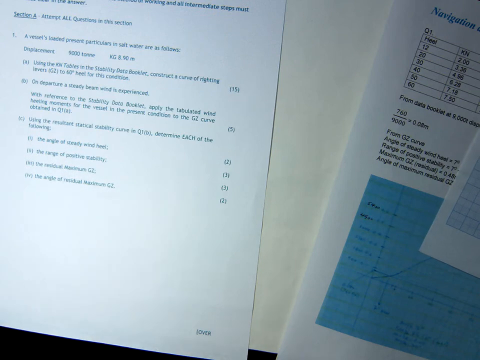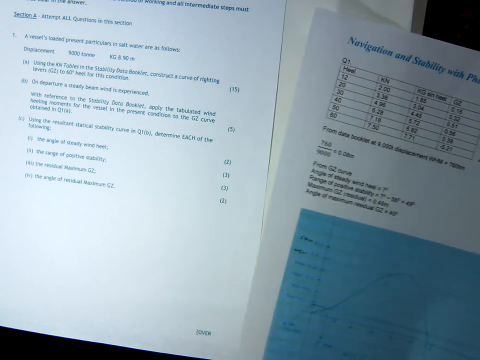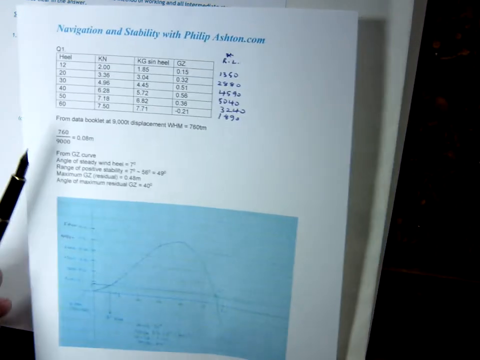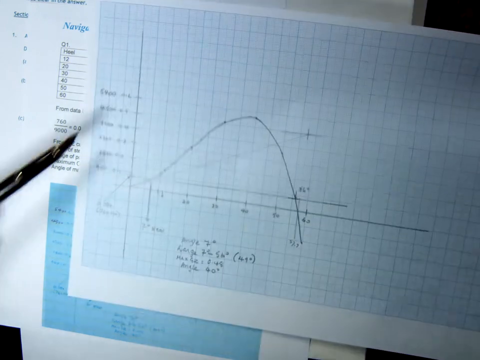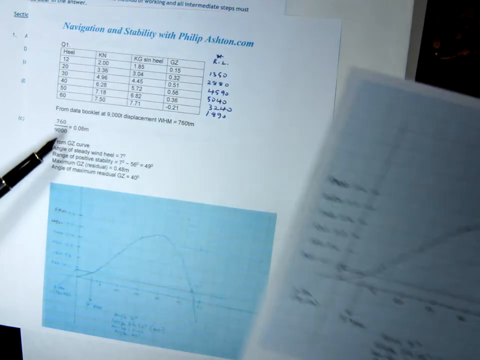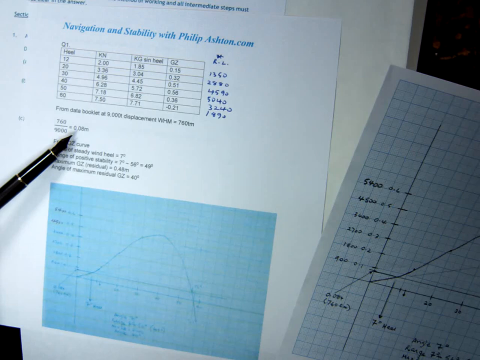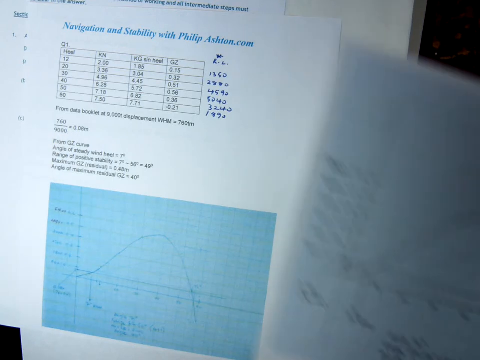B, on departure we have a steady beam wind. We have to go to our data booklet and apply the heeling moments, the present condition. So in the table you'll see that at 9,000 tons we have heeling moments of 760. Now you can either apply that 760 to the y-axis if you've converted to moments, or divide that by the displacement and get the GZ value. Either way you should get the same answer.